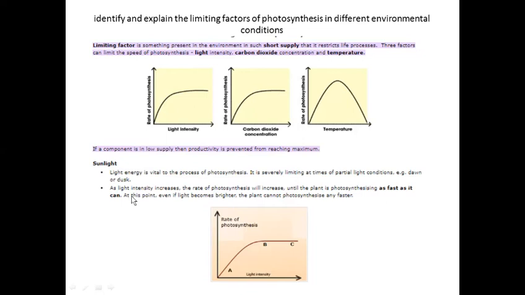Now see one more thing here about the sunlight. Light energy is vital to the process of photosynthesis. It is severely limiting at times of partial light condition, for example dawn or dusk. As the light intensity increases, the rate of photosynthesis will increase until the plant is photosynthesizing as fast as it can. At this point, even if light becomes brighter, the plant cannot photosynthesize any faster.